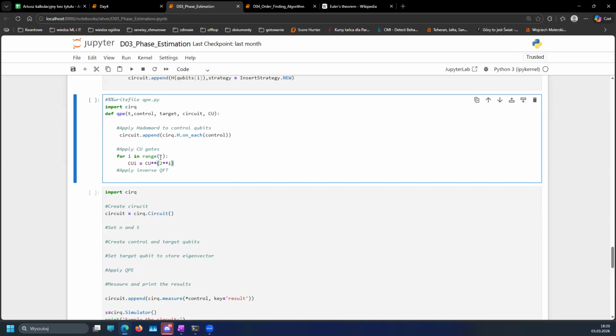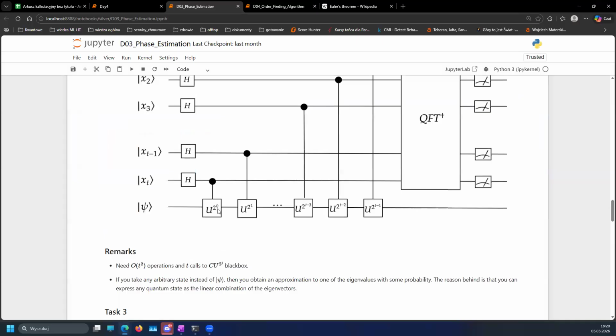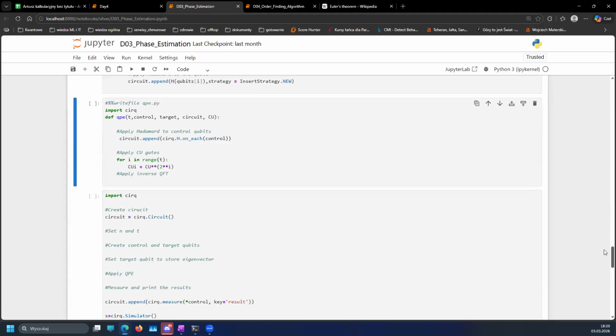And why? Because i here, this range, will span from 0 to t minus 1. And as you can see here, those exponents also span from 0 to t minus 1. So actually, we don't need to put any minus 1 here, since the span of this range will do this for us. Yes.